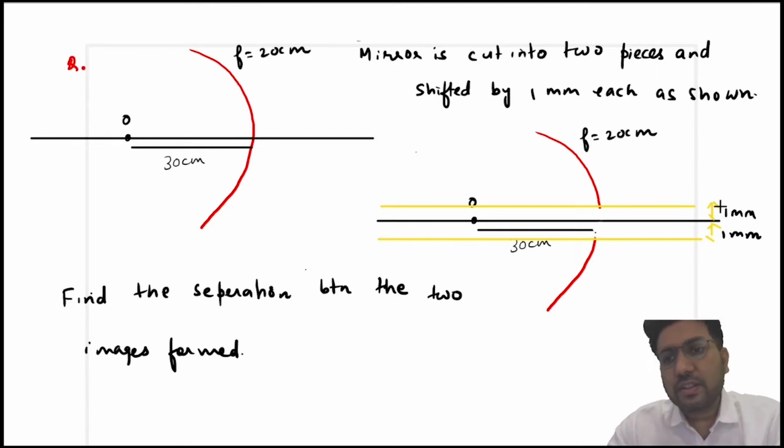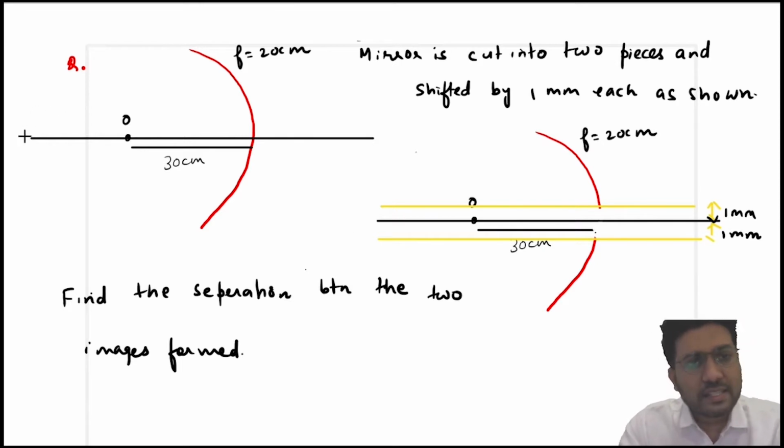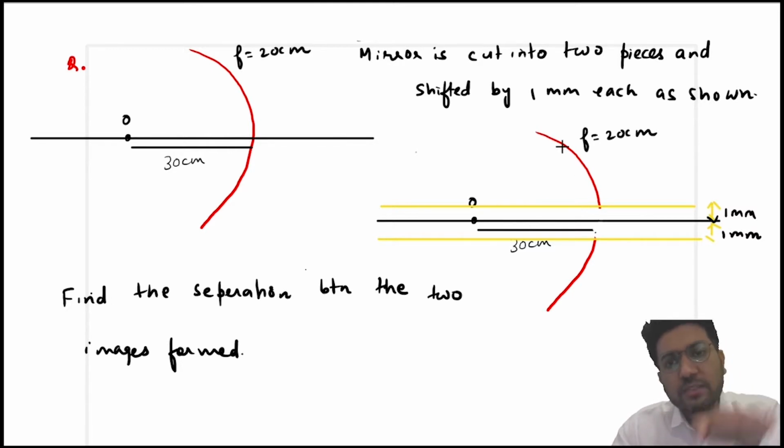Alright. The shifting is very small so that we will not consider this to be a separate mirror. If you consider this to be a separate mirror, in that case, this becomes the axis. The shift is very small, so you will consider this to be one mirror only. The axis which was in this was the axis, this axis is shifted upwards for the upper mirror and downwards for the lower mirror by 1 millimeter.